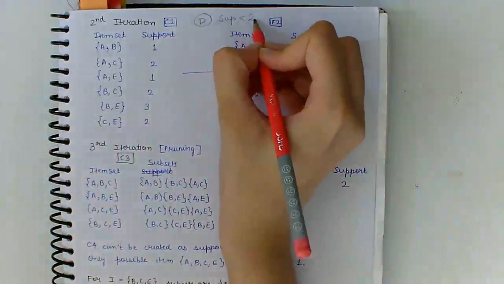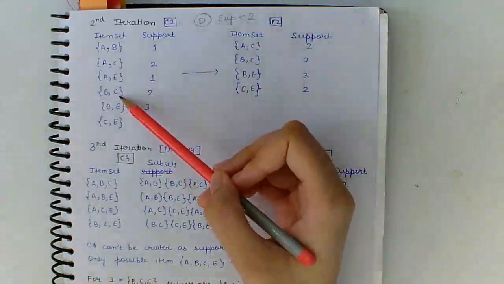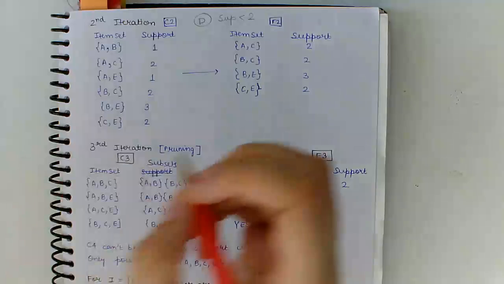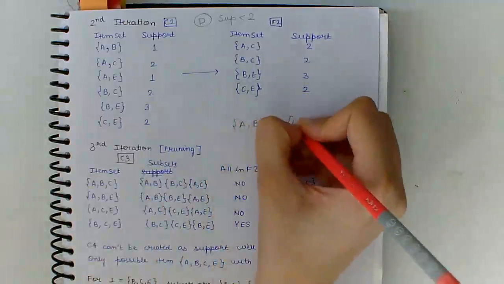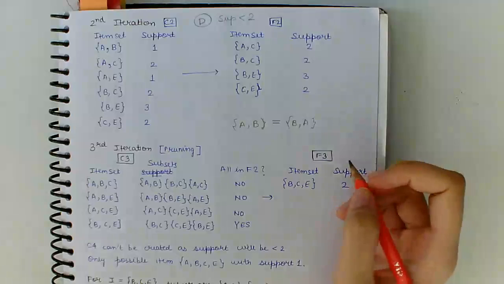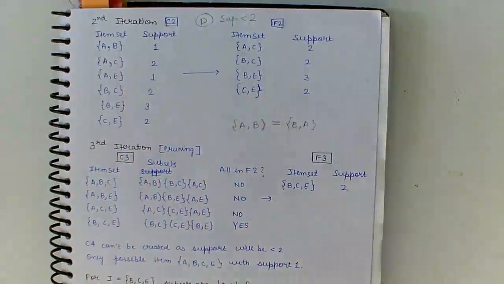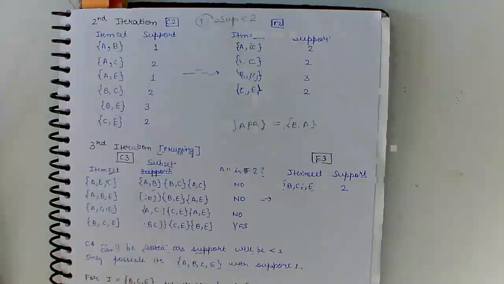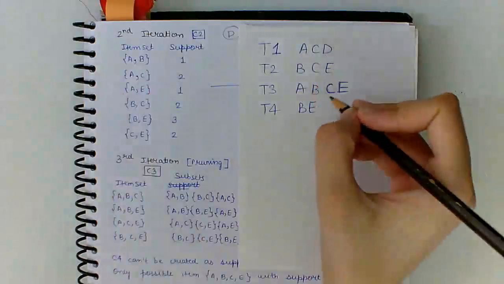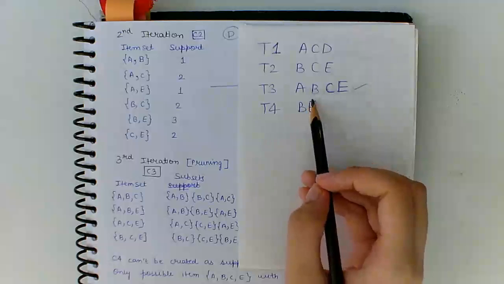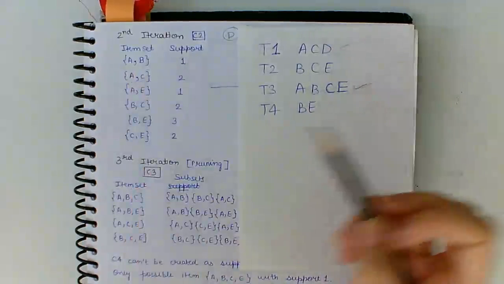So we have items A comma B, A comma C, A comma E, B comma C, B comma E and C comma E. It is important to note that A comma B is the same as B comma A, so ordering doesn't matter. So for A comma B, the table, as we can see, has AB in T3. So the support for AB becomes 1. In case of AC, we have AC here and here, so the support becomes 2.